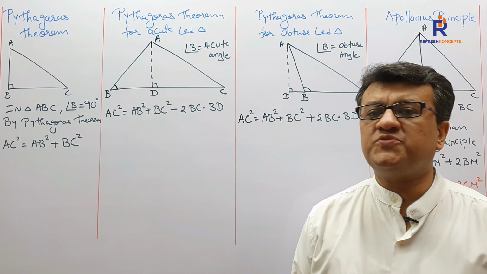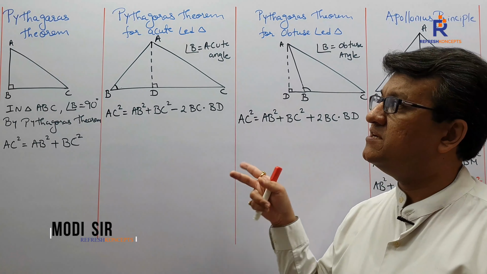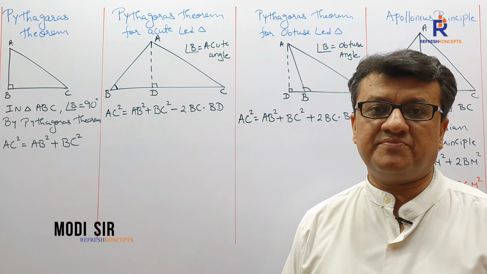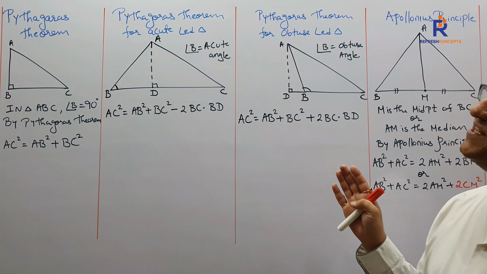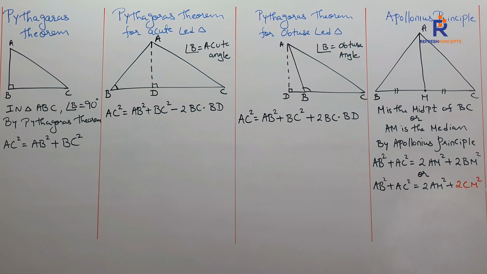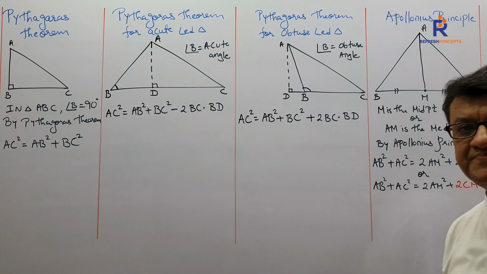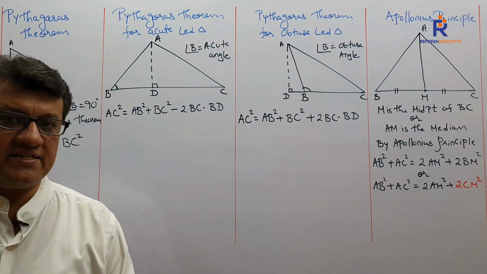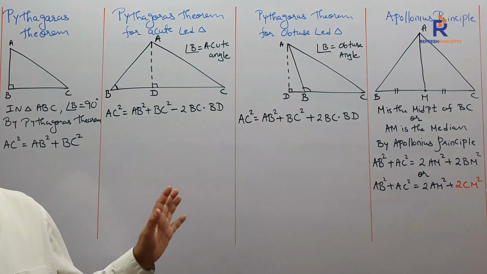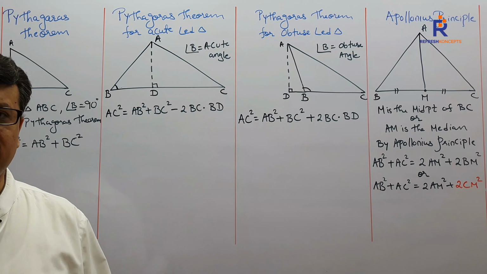Children, in this particular slide, we are going to see all the major theorems. One by one is what I have written: Pythagoras theorem for acute angle triangle, Pythagoras theorem for obtuse angle triangle, and Apollonius principle. We are here only to understand the application. Theorems is what we are not looking at, right? We are just saying how the application is and what is the outcome, right?